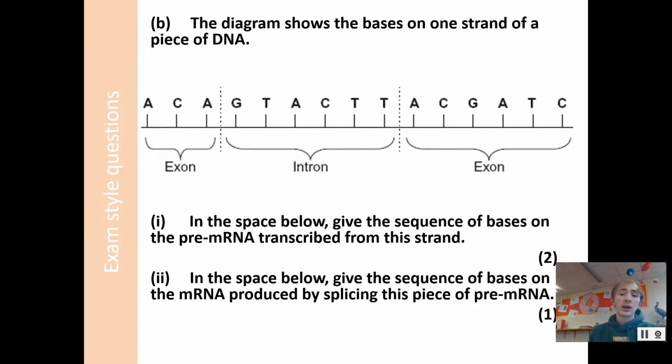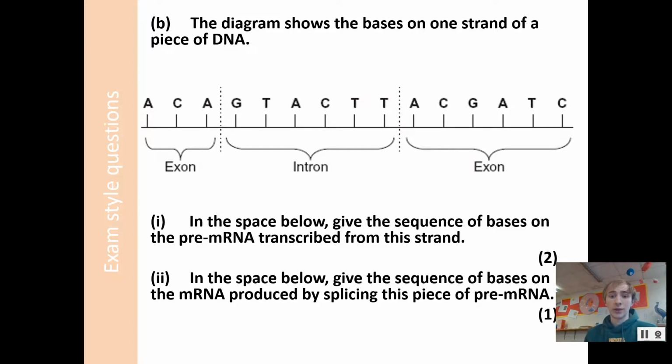Right. In the space below, give the sequence of bases on the pre-mRNA transcribed from this strand. So this is DNA. You can tell that because it's got T's in it. So the pre-mRNA we're going to make should look like U, G, U, C, A, U, G, A, U, G, C, U, A, G. Hopefully I got those right, or I'll get all kinds of comments.